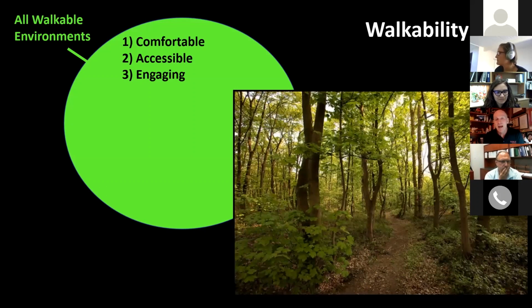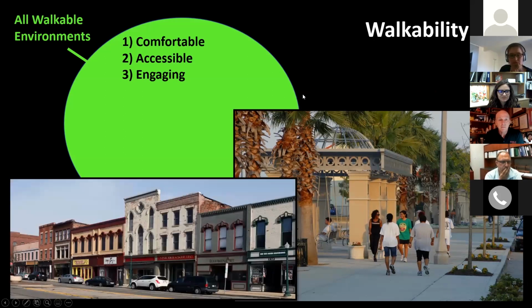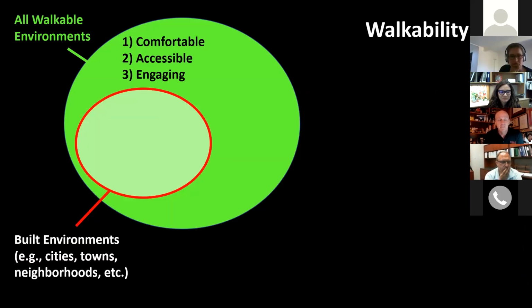And so these three attributes pertain to beaches, walks through the forest, or in urban environments. So this happens to be a nice walk down an urban waterfront. Next. And there's a nice walk along a little main street. Next. So then when you get into cities, you need more than just those three attributes.